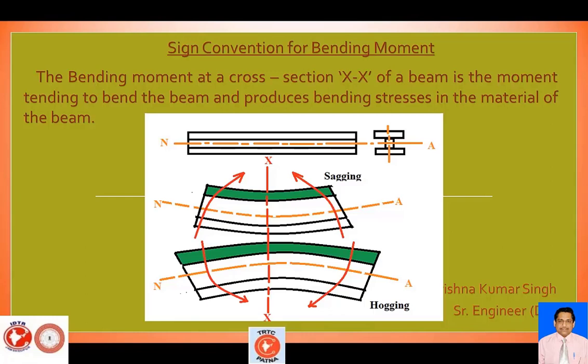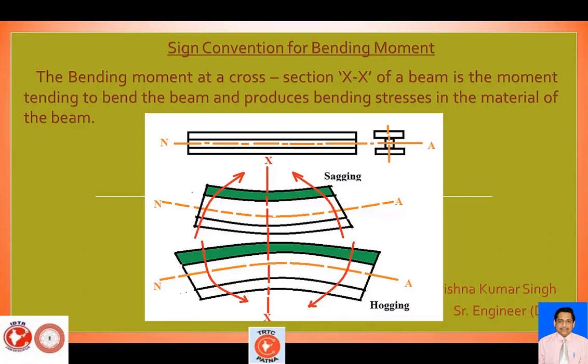This is very important. Regarding bending stress, the bending moment at a cross section of a beam is the moment tending to bend the beam and produce bending stress. So here, bending stress we are studying in the next lecture, the bending stress in the material of the beam.